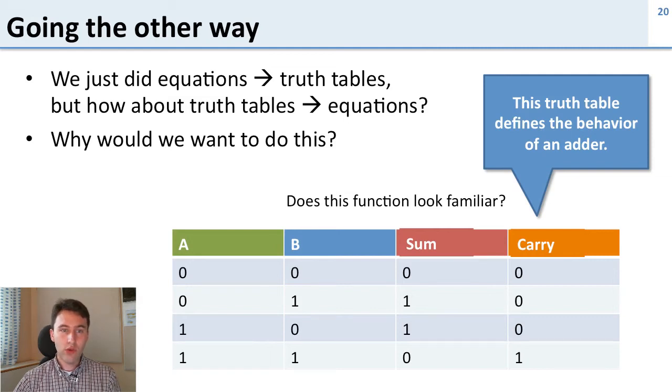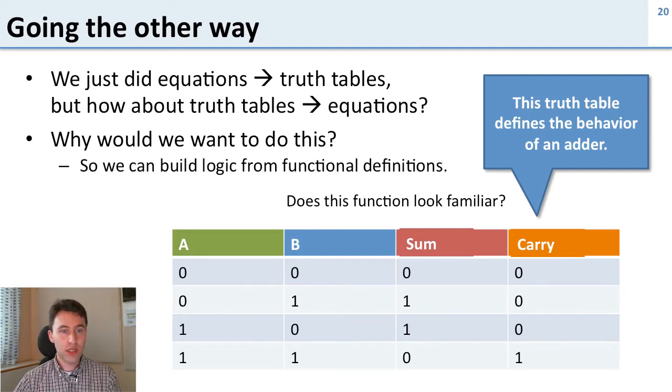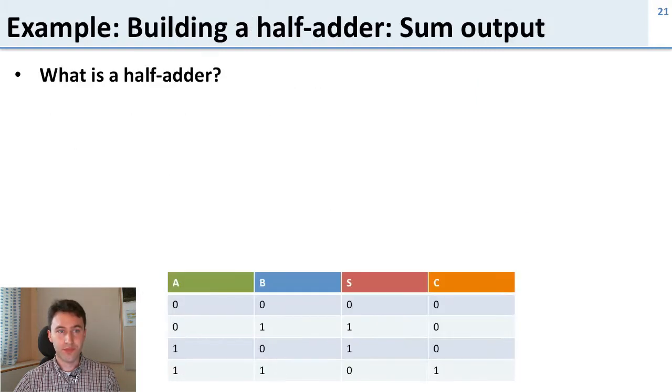So why do we want to be able to go from truth tables to equations? Because we want to build logic from functional definitions. We want to define how the logic behaves by its truth table and then figure out how to build it using gates. So let's take a look at some examples here. Let's build a half adder, and we'll start out looking at the sum output.